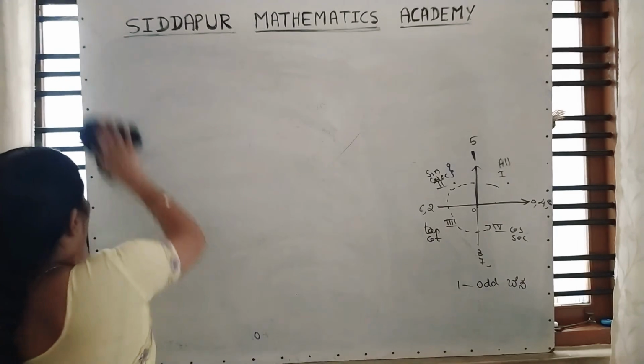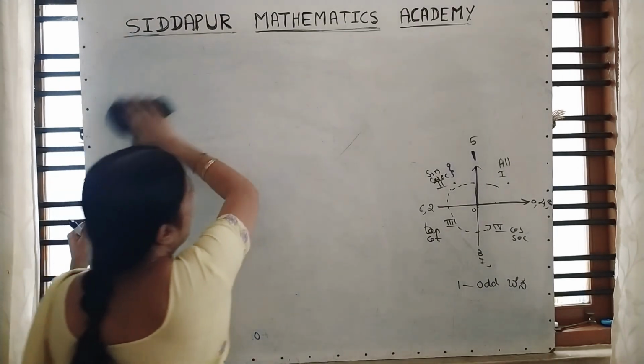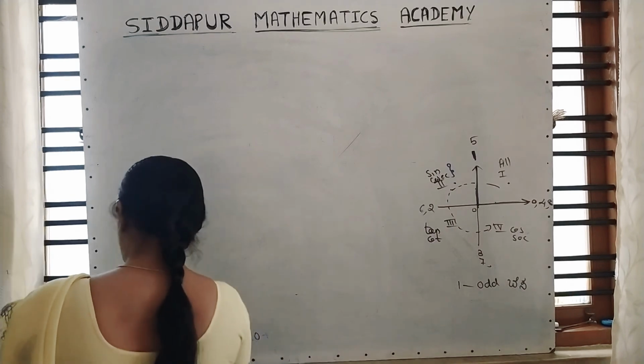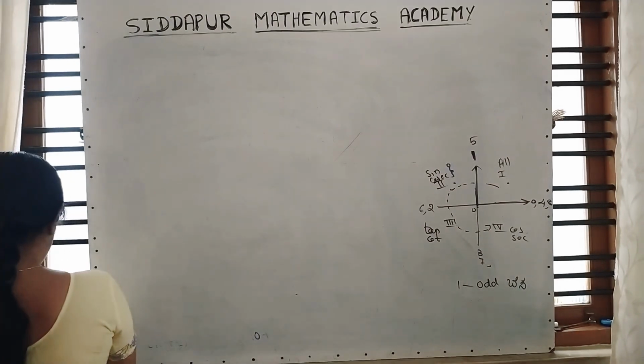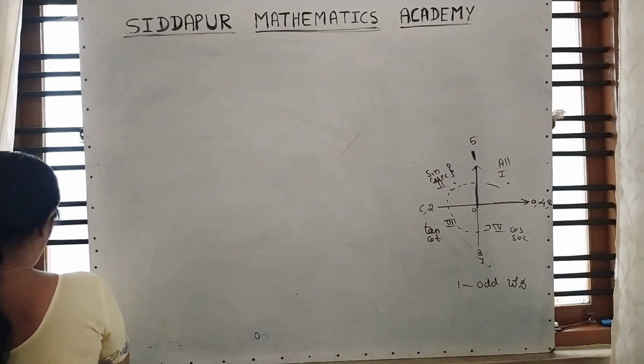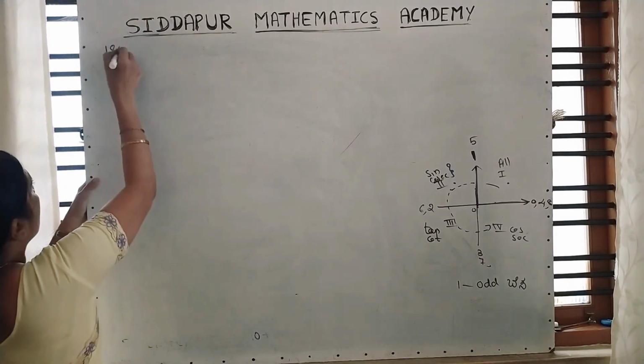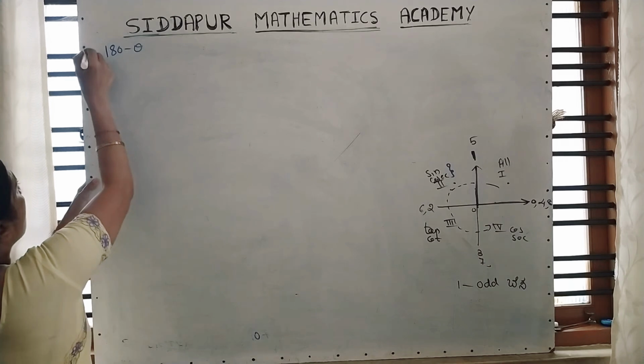In this class I will explain only these allied angles, how to write them. Next one is 180 minus theta. Third one.